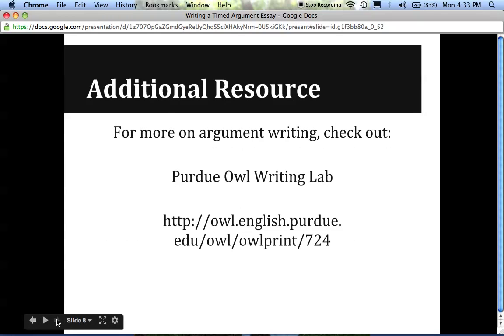And then if you want more in-depth information on argument writing, a fabulous website is the Purdue OWL Writing Lab, and this is the URL if you want to go there and read a little bit more about transitional language or writing a thesis or body paragraph structure so that you feel more confident coming into the timed essay.